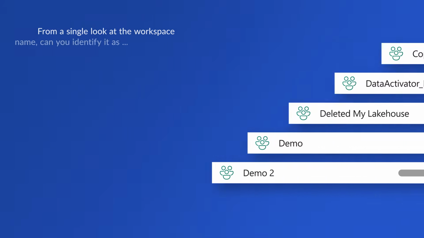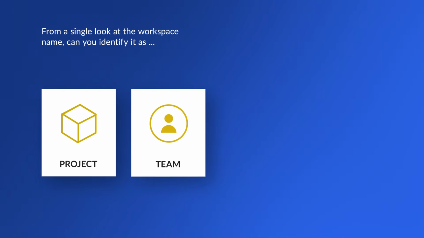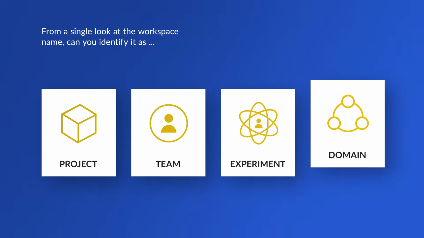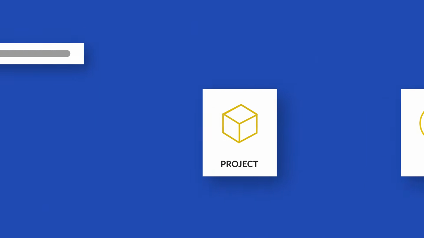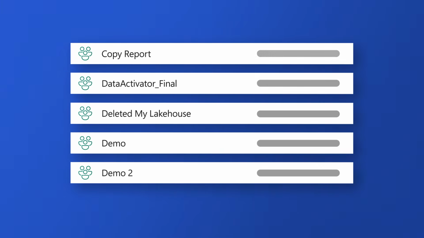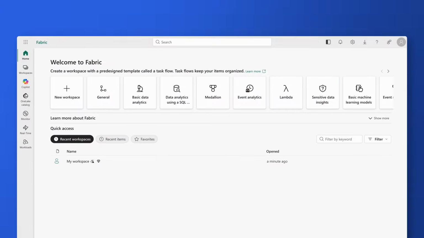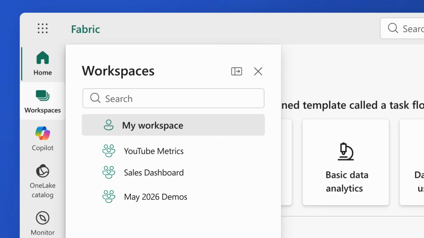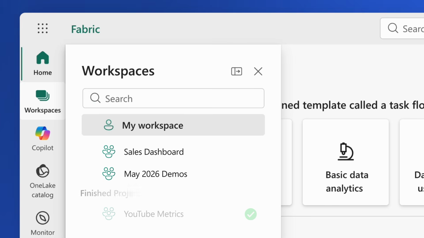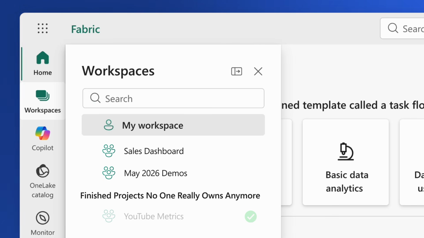these? Are these projects? Are these teams? Are these experiments? Are these domains? If you can't tell who owns a workspace just by looking at it, ownership probably isn't clear in the system either. Another pattern I see a lot is project-based workspaces. YouTube metrics or sales dashboards project. When the project finishes, the workspace usually stays. And over time, it's not clear who's responsible for it anymore. That's where the drift starts.